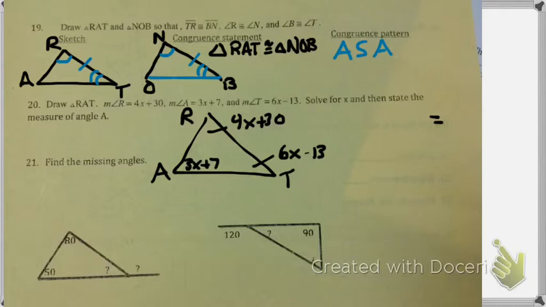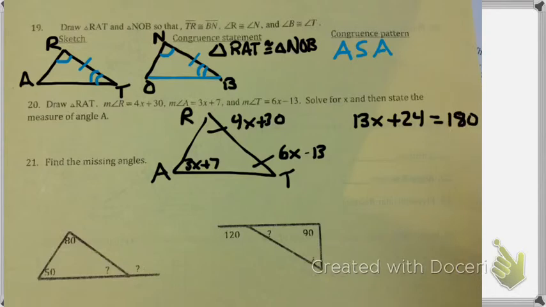So since it's a triangle, I know that all three angles of a triangle will add up to 180 degrees. So I'm just going to add up these three angles. So first I'm just going to combine all my x's. 6x plus 4x plus 3x is 13x. 30 plus 7, 37 minus 13 would be 24. So plus 24, and that's going to equal 180.